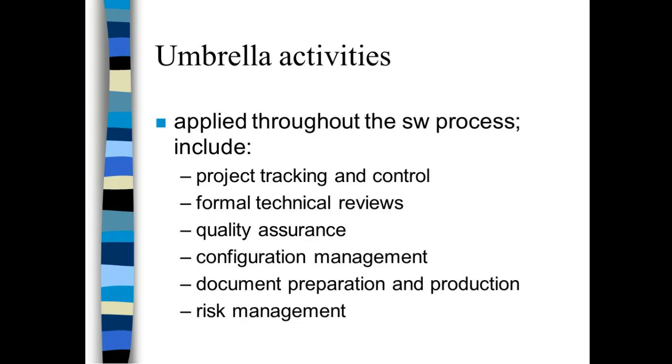Next, we have the umbrella activities. Basically, these are activities we need to perform in all the phases. We have to apply them throughout the software process. The umbrella activities are project tracking and control, formal technical reviews, quality assurance, configuration management, document preparation, and production. The most important step is risk management.